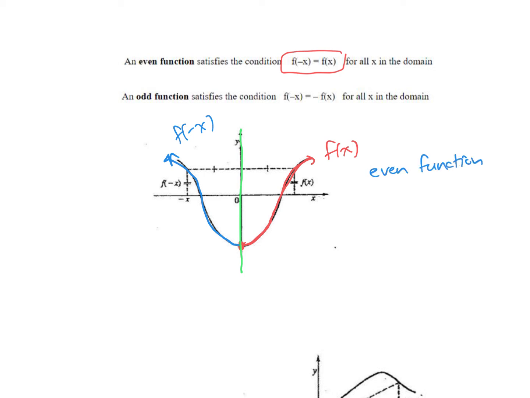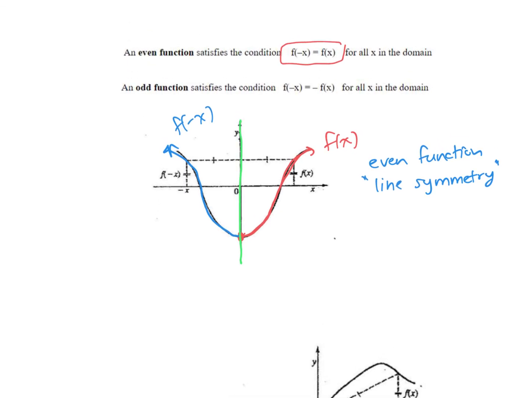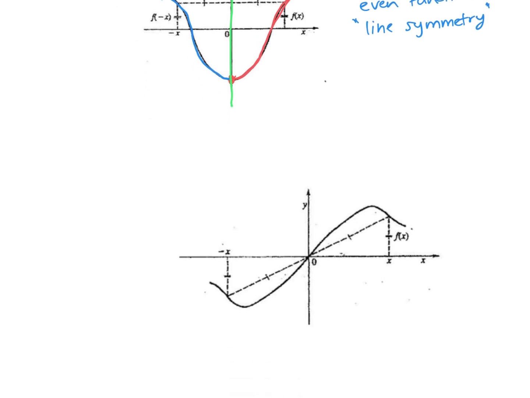And sometimes we say it has line symmetry because it reflects in a line, the line being the y-axis. So sometimes we say that has line symmetry. An odd function, we're going to do the same thing. We're going to change those x's to negative x's, but with an odd function we get the opposite results.